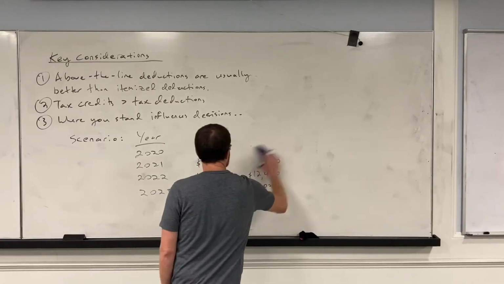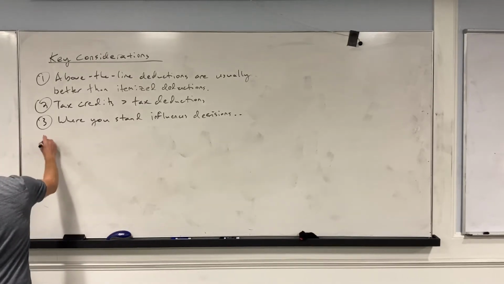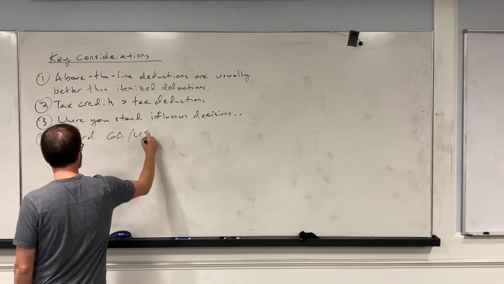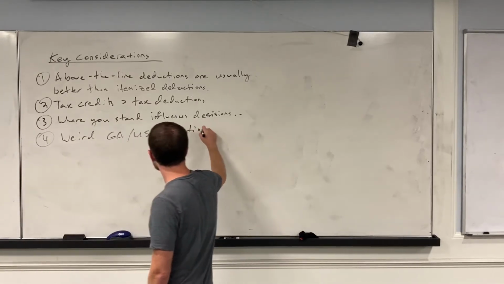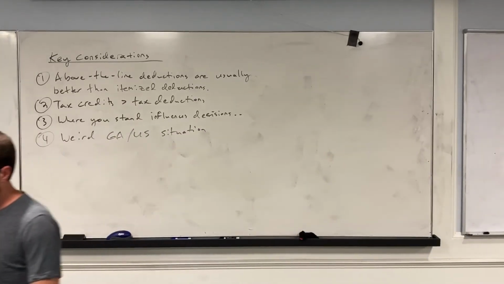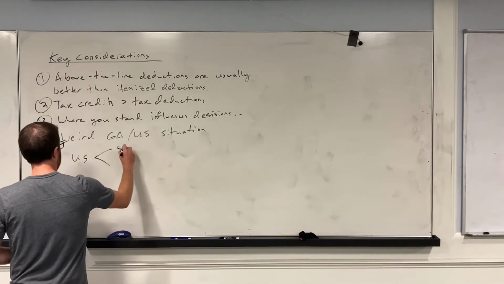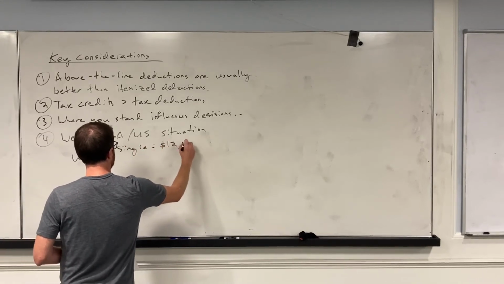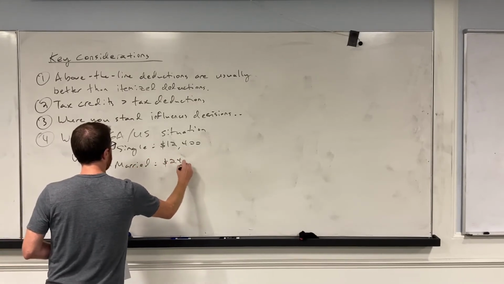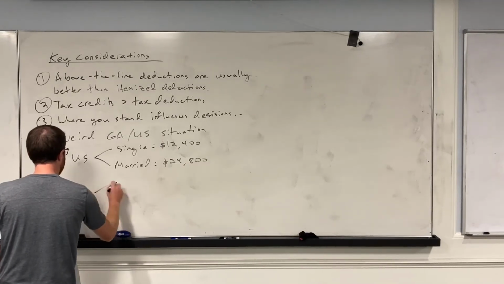All right, number 4 here, my 4th key idea. I'm going to call this the weird Georgia-U.S. situation. All right, Georgia is in a strange scenario in regards to how standard and itemized deductions play out. Remember, in the U.S., if you are single, the deduction is $12,400. If you are married, filing jointly, double it, $24,800. Okay, that's what we know already. We haven't spoken about Georgia at all until just now.